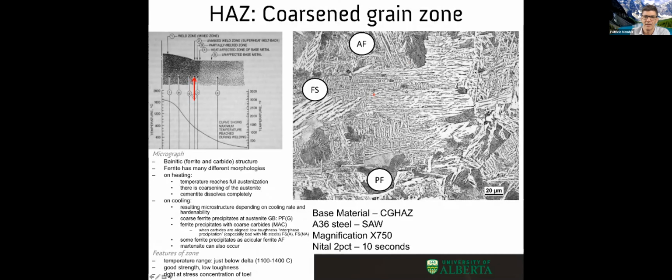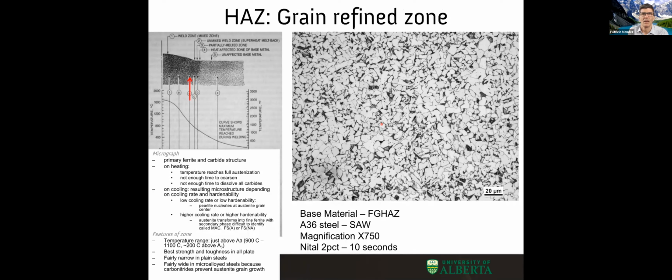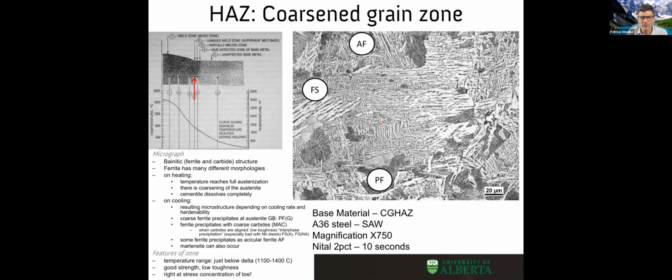Isn't that amazing? Same material, same cooling rate. What is different between this and this? Look, same material, same cooling rate. Why is it so different, one from the other? What changed?